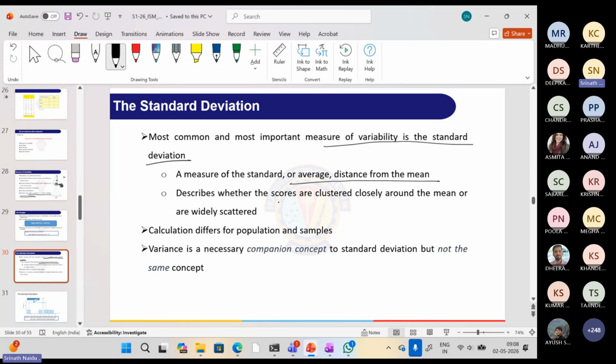It describes whether the scores are clustered closely around the mean or are widely scattered. So the calculation differs for population and samples. Variance can be viewed as a companion concept to standard deviation, but it's not the same concept. The difference is that the standard deviation is the square root of the variance.